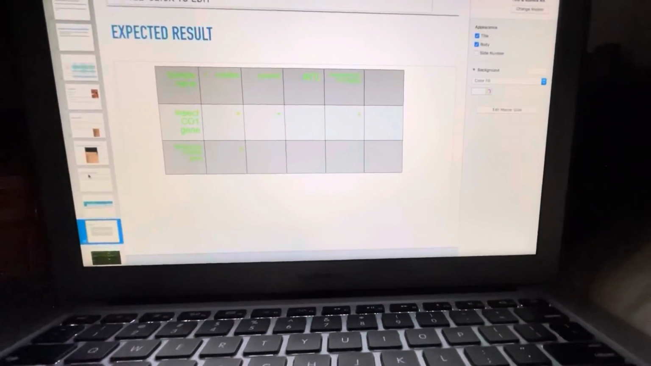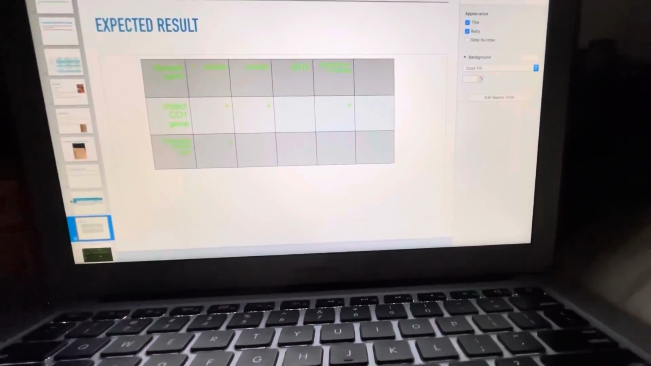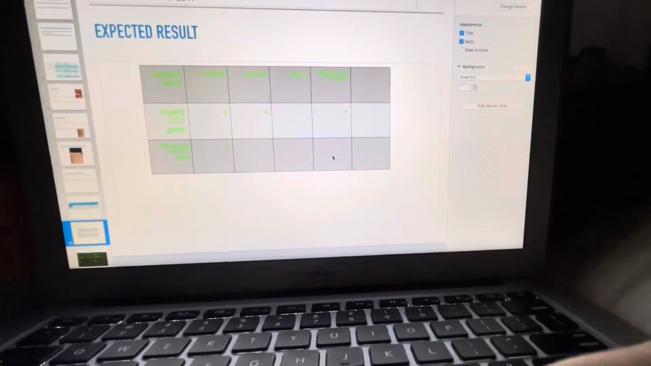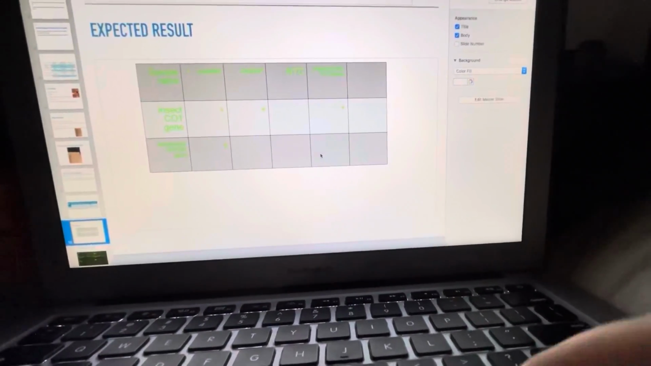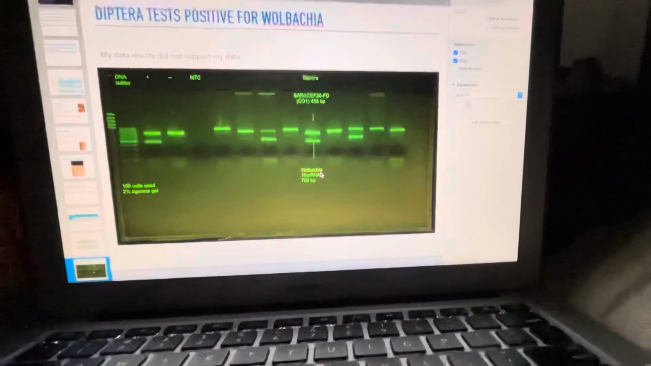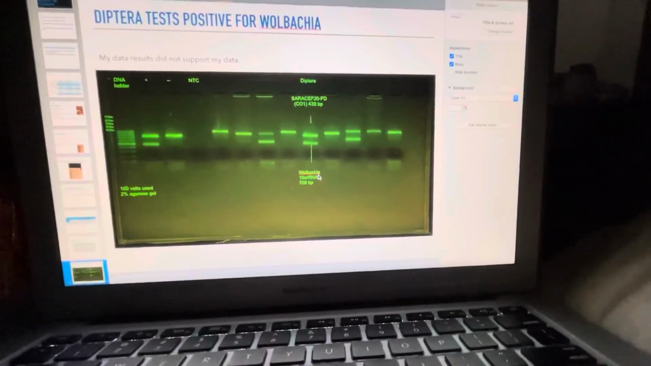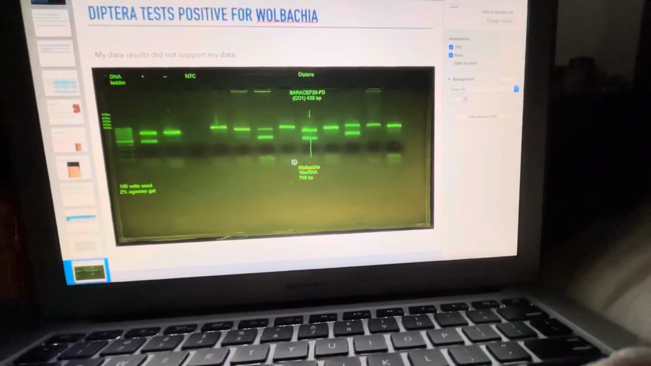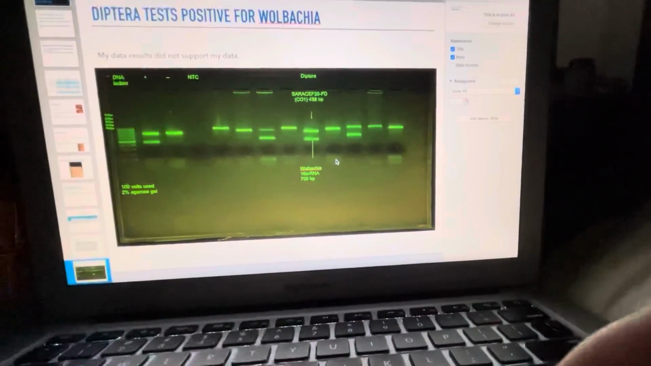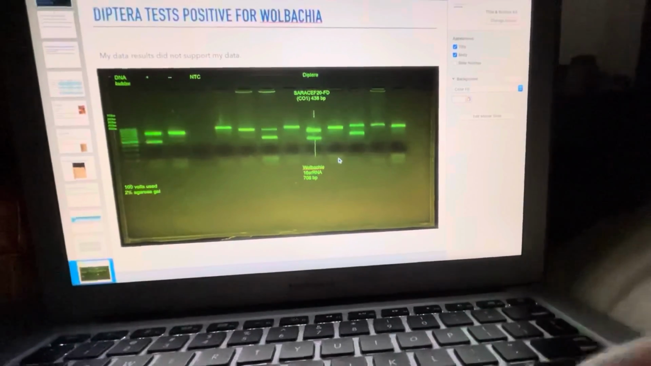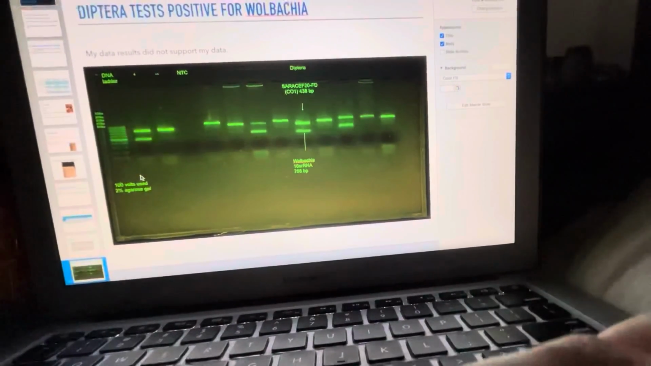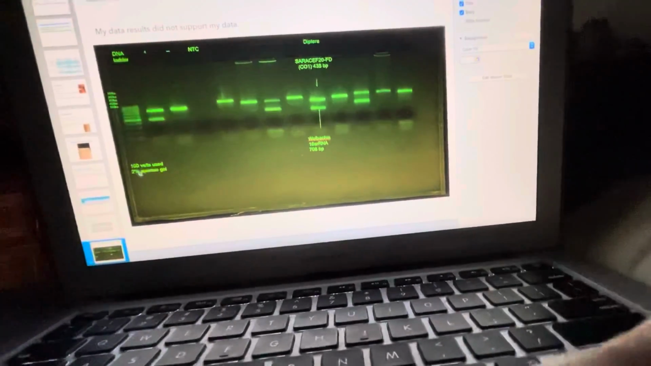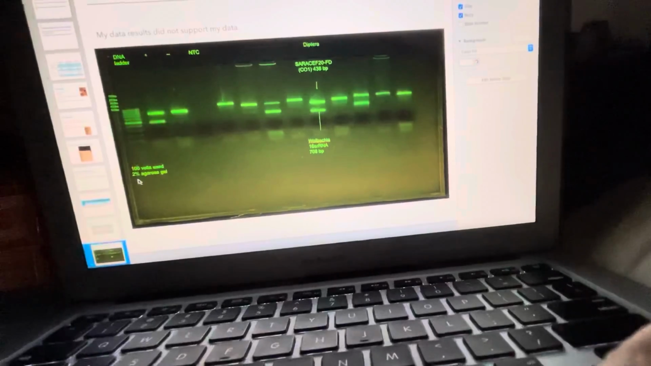This was my expected result, or my prediction. As you can see, I wasn't predicting a Wolbachia gene in it, but this is the actual result, and it resulted in a positive. So I found that there was a Wolbachia gene present in my diphtheria sample, and for the electrophoresis experiment, 100 volts were used and 2% agarose gel was used.